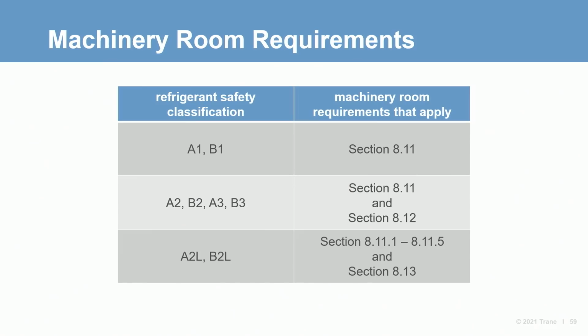Now, these requirements vary somewhat based on the refrigerant safety classification. For non-flammable A1 or B1 refrigerants, the machinery room must comply with the requirements included in Section 8.11. For flammable A2, B2, A3, or B3 refrigerants, the room must comply with both Section 8.11 and 8.12. And for A2L or B2L refrigerants, the room must comply with some of the requirements in Section 8.11 while also complying with Section 8.13.